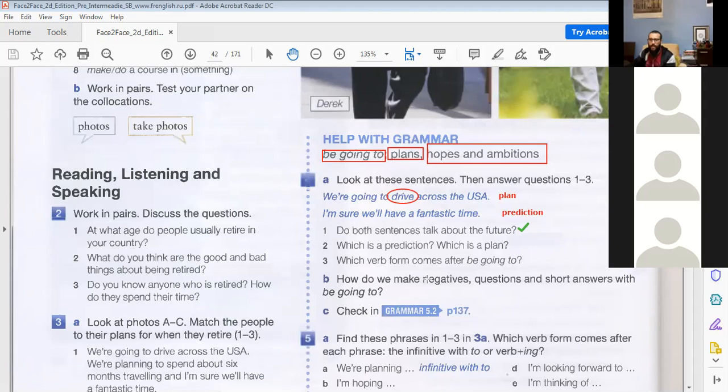How do we make negatives with be going to? For example, the first sentence, we're going to drive across the USA. How can we make this into a negative? We aren't. Yeah, we aren't. So you can say we aren't, you can say we're not. You can do it both ways. We're not, we aren't. Very good. Let's say we want to make this into a question. How can we make it? Are you going? That's it. Just put the verb be, are, before you. Are you going? Are we going? Are they going? That's correct.